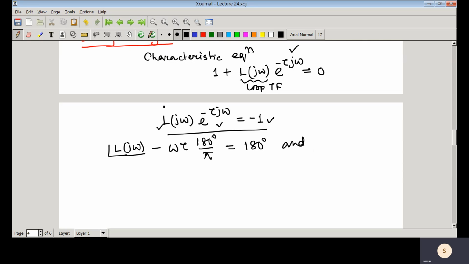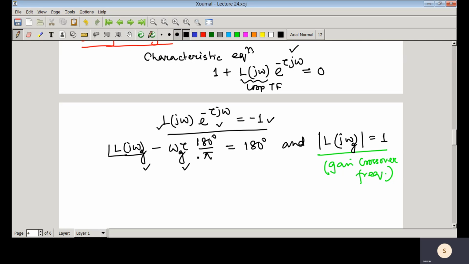And what is the gain relation? If you take the mod of this one, it would be mod of L j omega equal to 1. Now one interesting thing we can observe here is that this is the frequency where the magnitude is equal to 1. So this omega is nothing but the gain crossover frequency, because this is the frequency where the gain is equal to 1. Whenever we multiply with that term, the gain crossover frequency remains the same. We indicate the gain crossover frequency by omega g. Then the angle criterion will also be fulfilled at the gain crossover frequency, so that's why I have written omega g here.